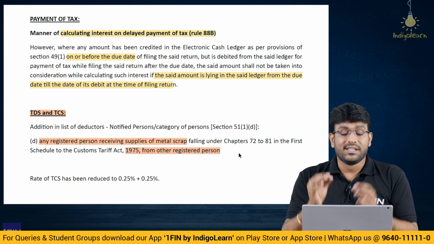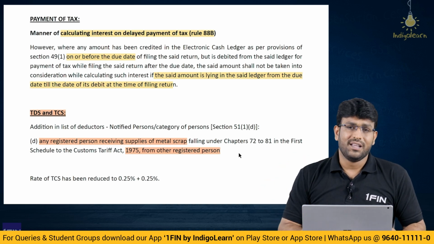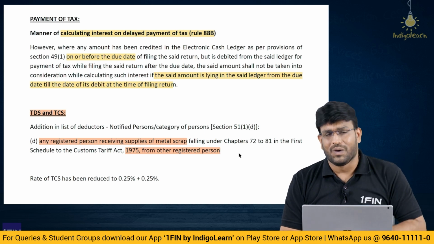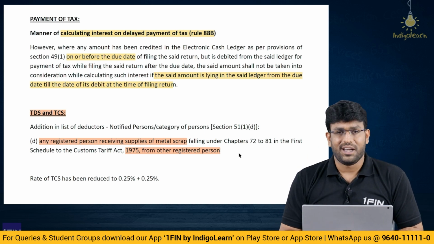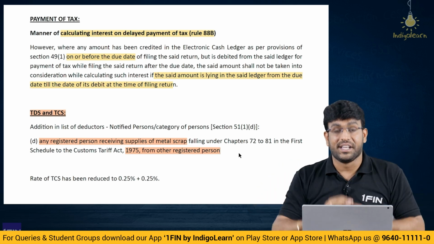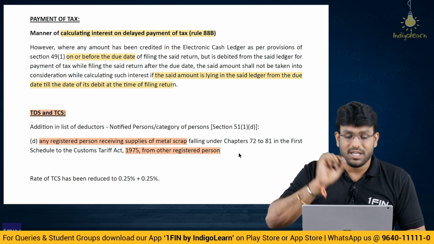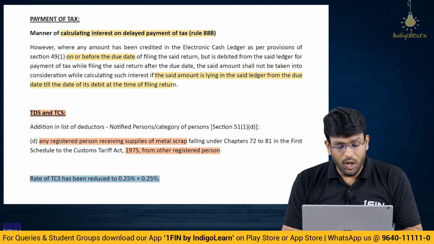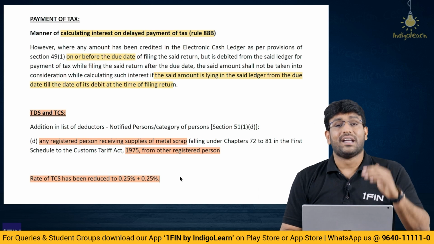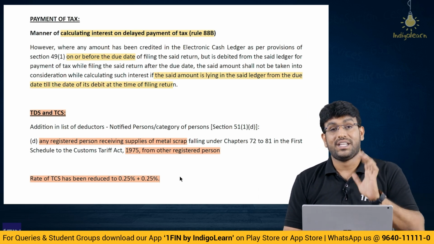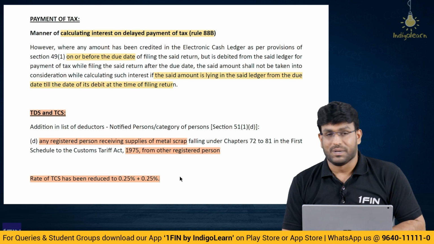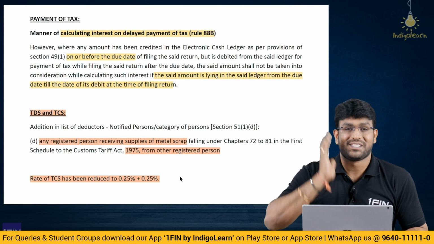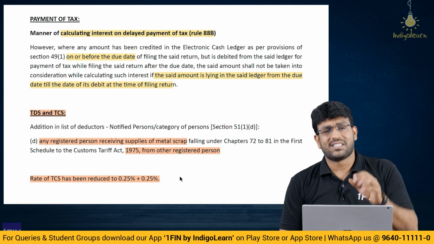If a registered person is receiving metal scrap from another registered person, then the receiver is required to do TDS under section 51. We already know the rate of TDS is 1% plus 1%. If it is IGST, it is directly 2%. So the new point added in section 51 is metal scrap received by any registered person from another registered person. Next, TCS amendment, section 52. In case of supply through an e-commerce operator, the rate of TCS has been reduced. Now the rate of TCS is 0.25% plus 0.25%, CGST and SGST. If it is an IGST transaction, then the rate of TCS will be 0.5%. So these are the amendments in payment of tax, TDS and TCS.